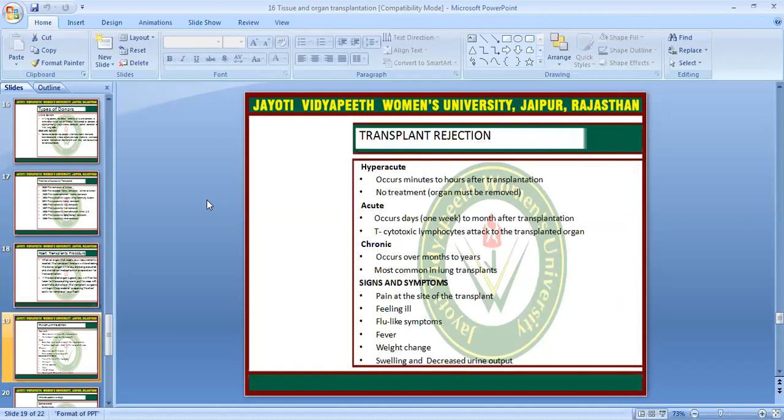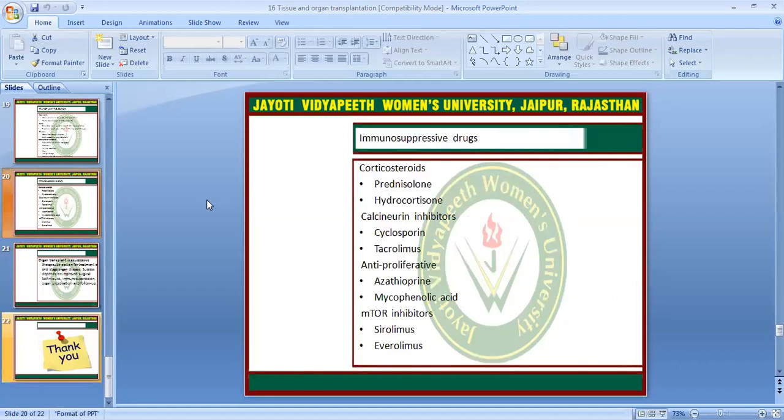Signs and symptoms are pain at the site of the transplant, feeling ill, flu-like symptoms, fever, weight change, and swelling. Immune drugs used in transplants are corticosteroids like prednisolone and hydrocortisone, calcineurin inhibitors like cyclosporine and tacrolimus, and antiproliferative and mTOR inhibitors.